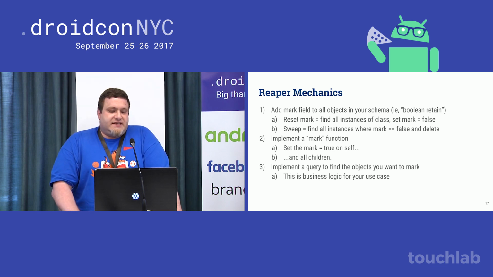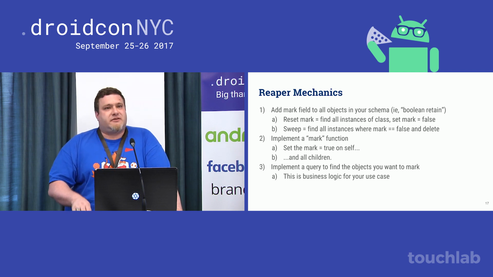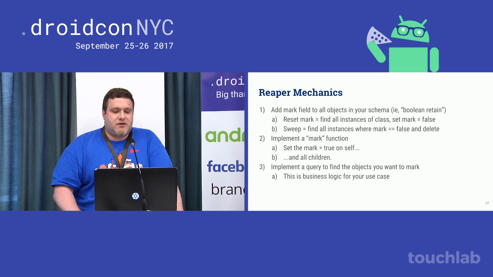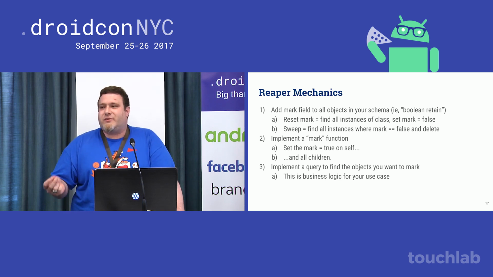And the final piece you need is a query for all the objects you want to mark for retention. This is where it gets dependent on your app, right? This is business logic. So maybe that's all objects that are newer than a certain timestamp, or all objects that have a certain value in a certain field, right? Whatever makes the most sense for you.